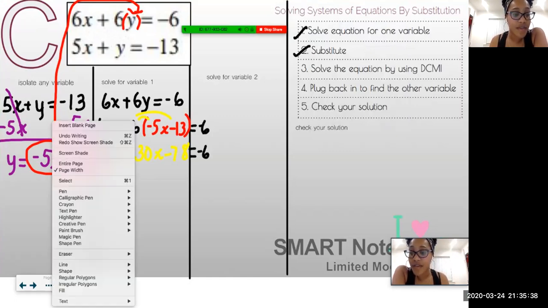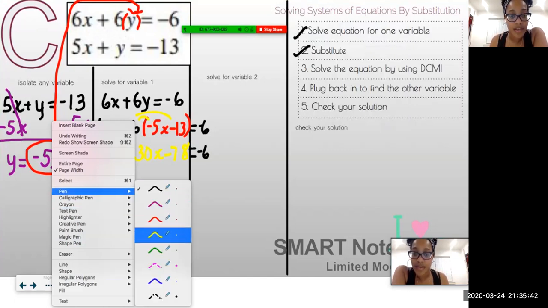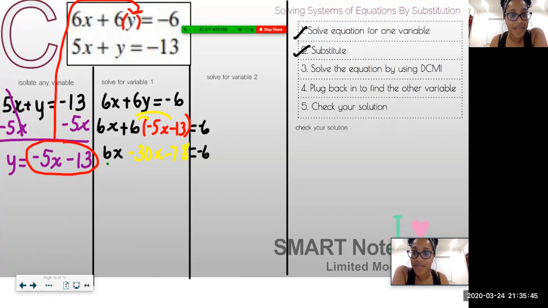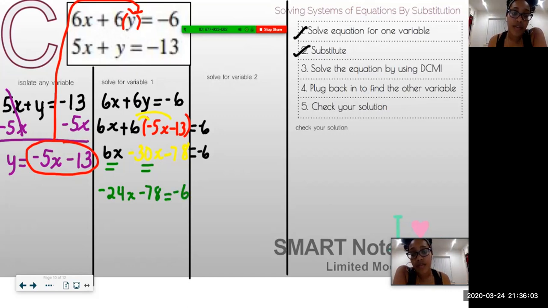Now I look to see, do I have any like terms that I can combine? I do. Of course I do. 6x and negative 30x are like terms. So 6x minus 30x gives me minus 24x minus 78 is equal to negative 6. My next step is to move the variable to one side. It's already on one side, so I just lastly end with inverse operations.